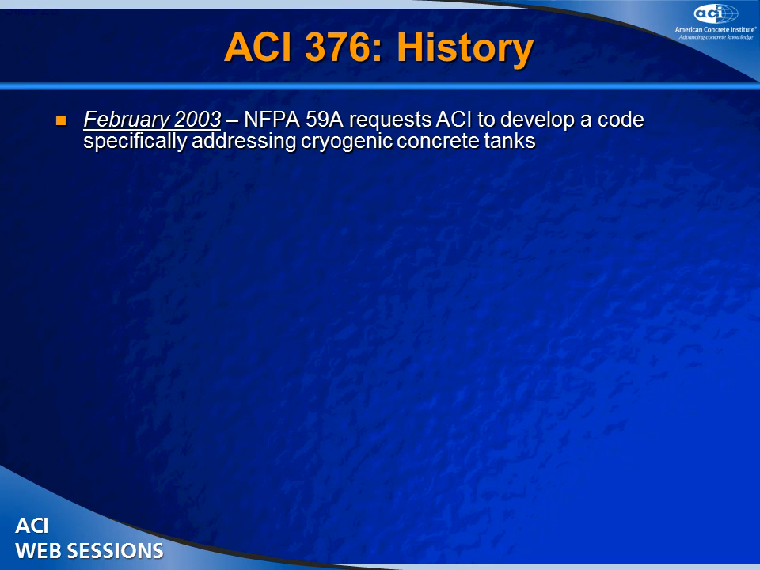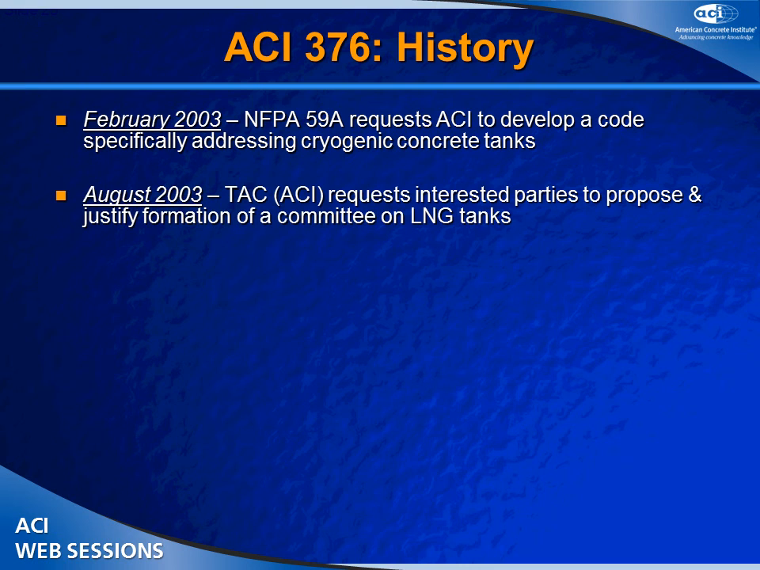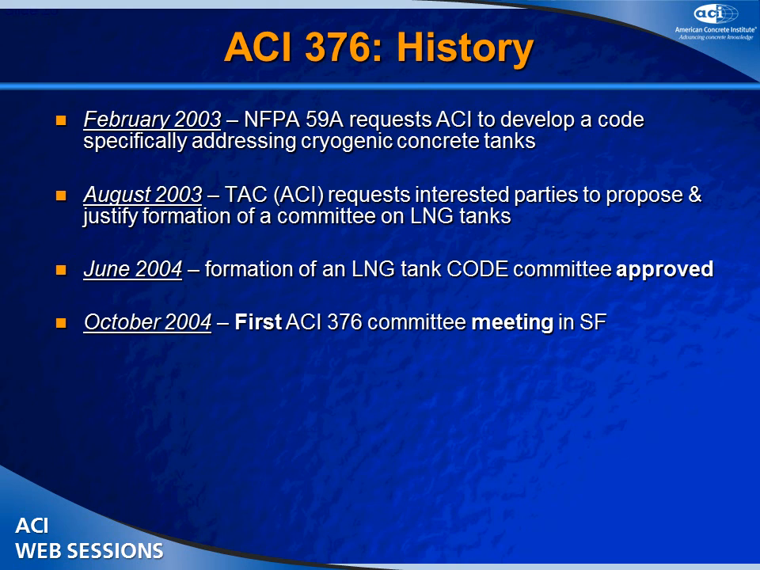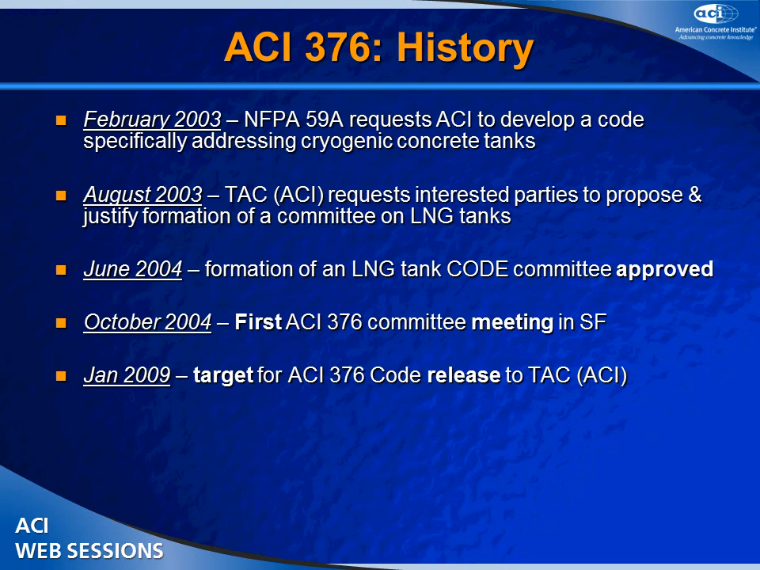In February of 2003, NFPA actually approached ACI and said, hey, can you guys think about developing a code? We're using 318, 372, 373, but it's really awkward. What can you do? So in August of 2003, we put together some interested parties. We had a little meeting, I think it was in Washington, D.C., to talk about formulation of the committee. The committee was actually formed in June of 2004. We had our first meeting of the code committee in October of 2004. And it took about 5 years to get it to where it could go to TAC.